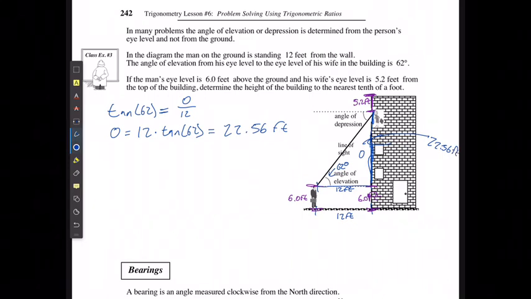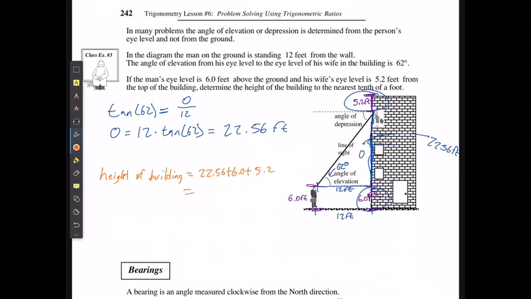Now, if I'm doing the total height of the building, I need to account for the height that exists on the top and the height that exists on the bottom. So I'm going to say the height of the building is equal to these combined heights, 22.56 plus the 6.0 feet on the base plus the 5.2 feet on the top, which is going to give me 33.8 feet to the nearest tenth. And there's my height of the building.